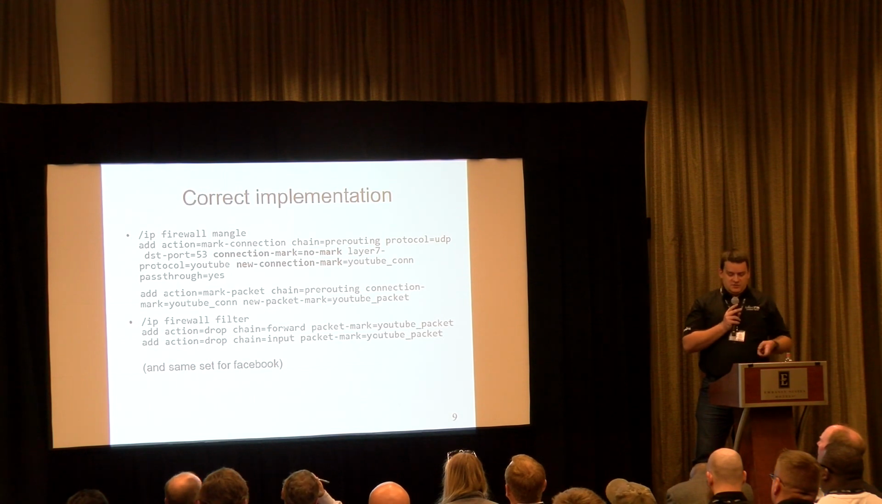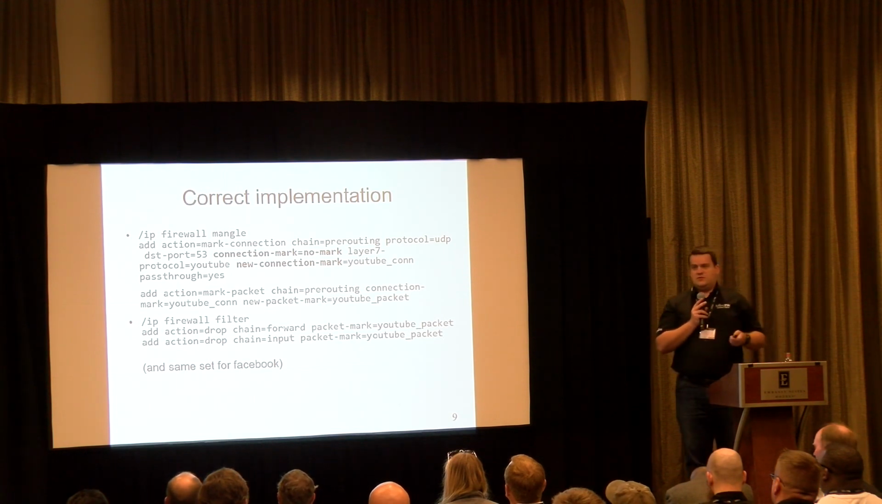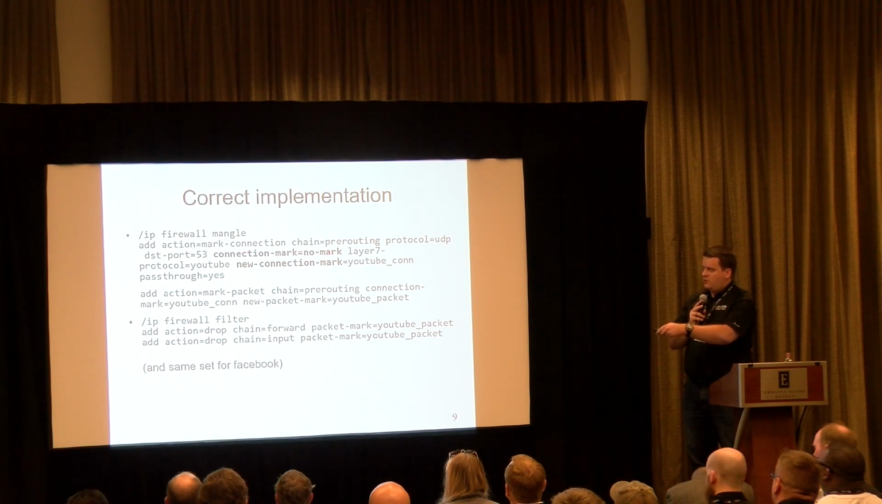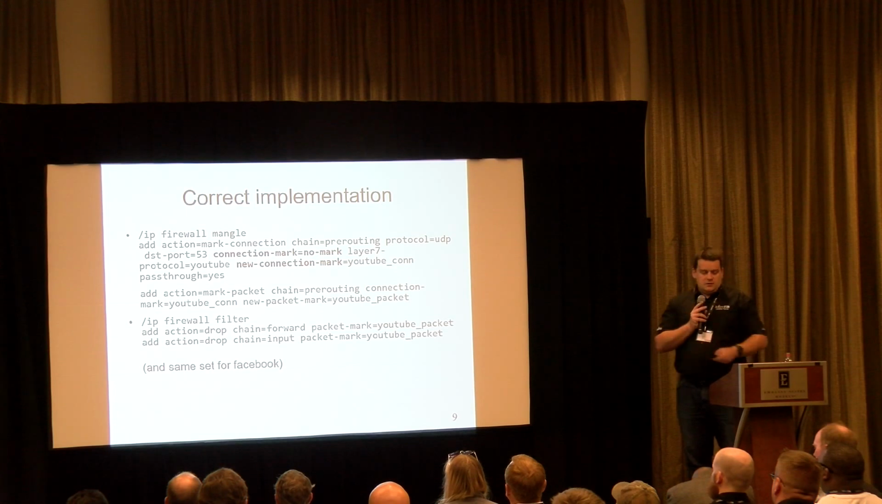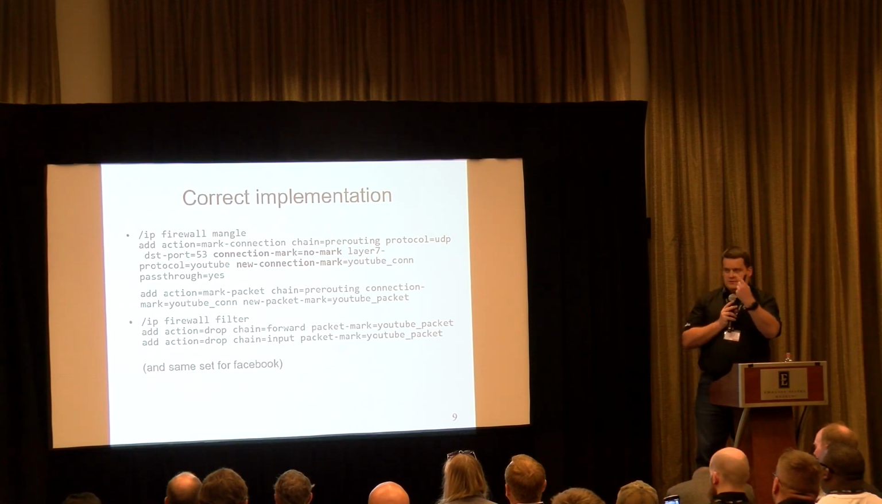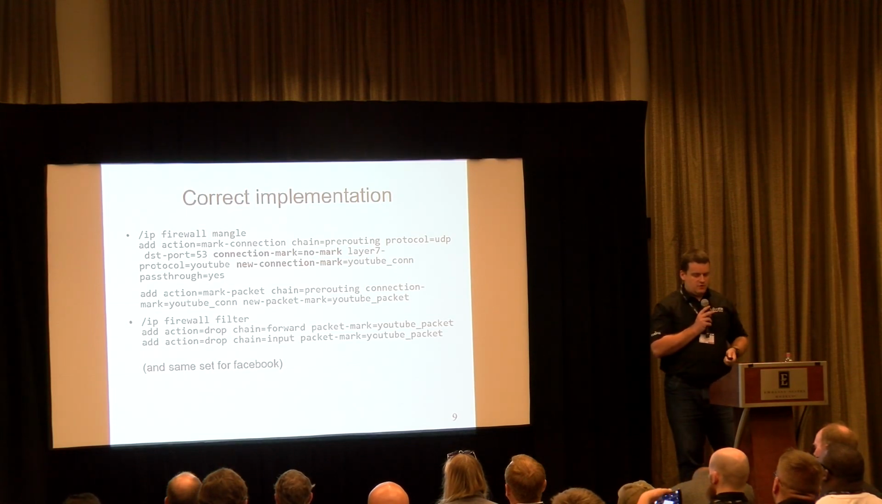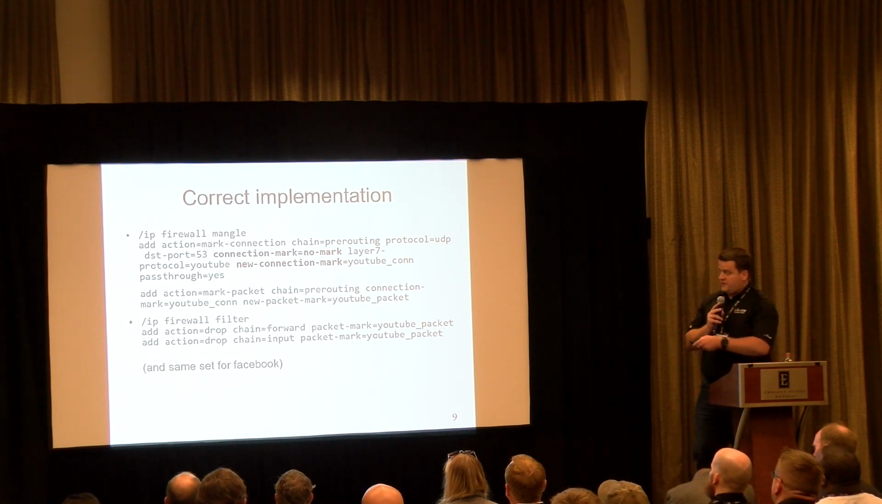After that connection is marked, there's no need to remark it again. So there's the option connection-mark=no-mark, so previously unmarked connections only. That means that you will only do that once instead of over and over again. And also, after you have the connection marked, you just capture all the packets for that connection and then put a drop rule in forward and input.